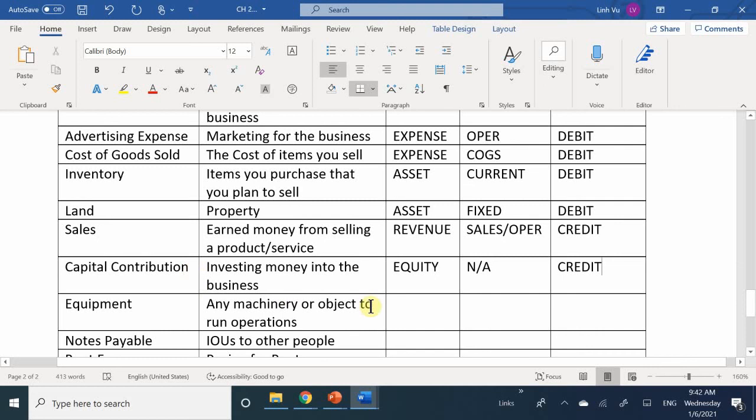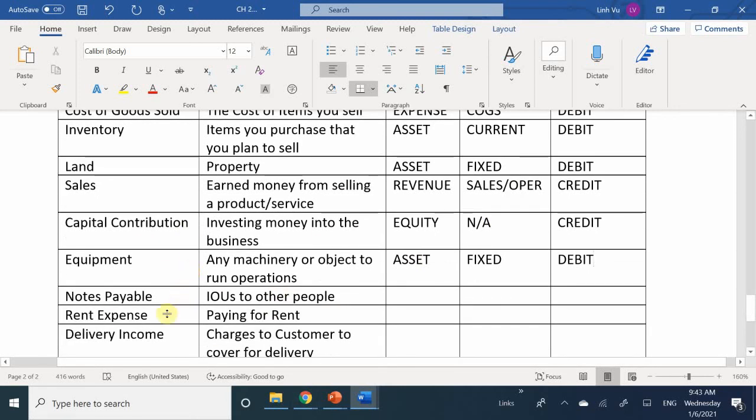All right. What about equipment? So any machinery to run the business. Yes, it is an asset. Now, what kind of asset? It is definitely a fixed asset. And debit. Yes, all assets are normally debited unless you use it, spend it, etc. Okay? So, notes payable, IOUs to other people. Liability. Yes, it is definitely a liability.